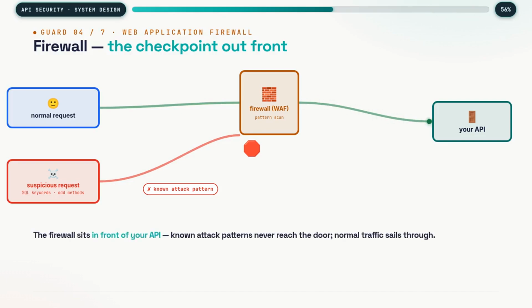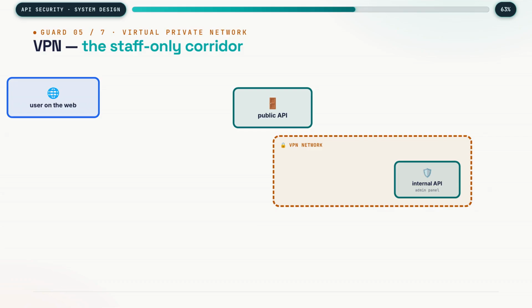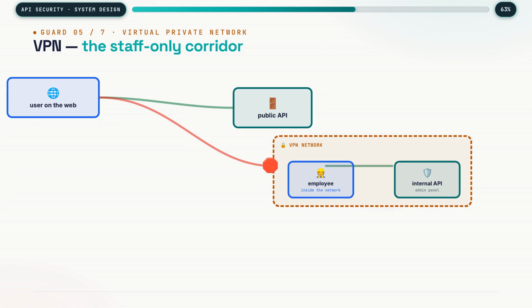Normal traffic sails through. Number 5, VPNs, Virtual Private Networks. Some APIs are private and should only be reachable from a specific network. A public-facing API is fine to reach from the open web. That's exactly what it's for. But put an internal API inside a VPN, and a user out on the web who tries to reach it gets blocked. They're not on the network. An employee connected to that same VPN, though, is inside the network, so their request goes right through. That's how internal tools stay internal.